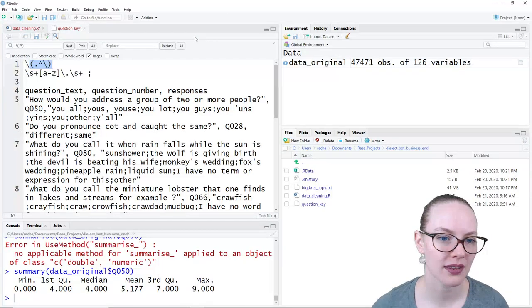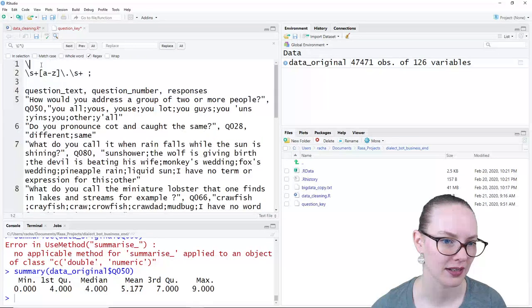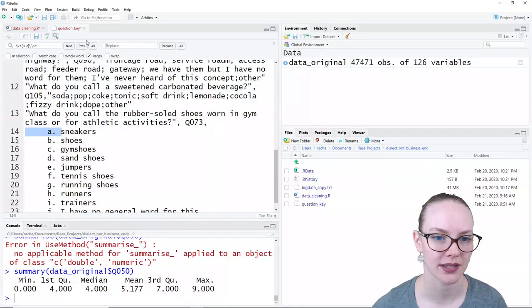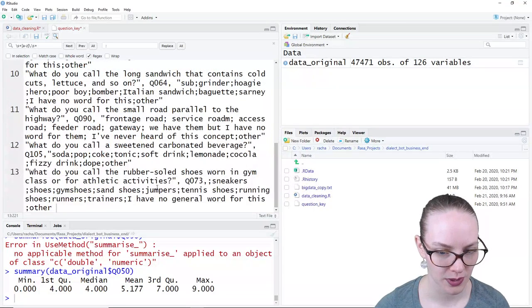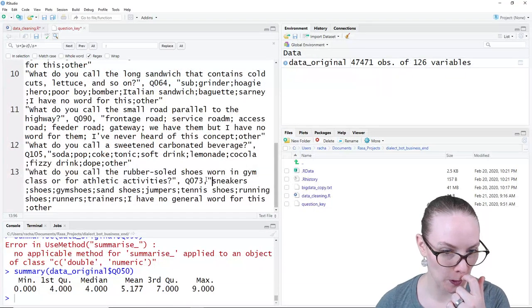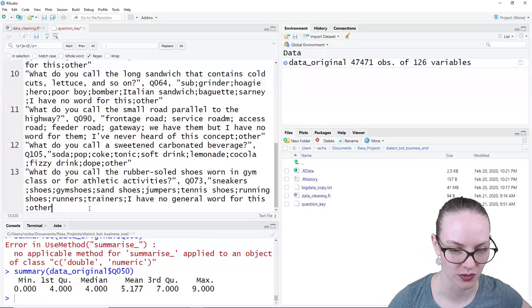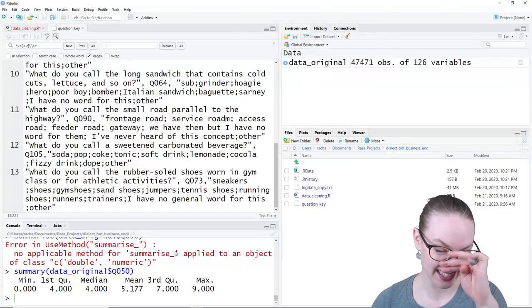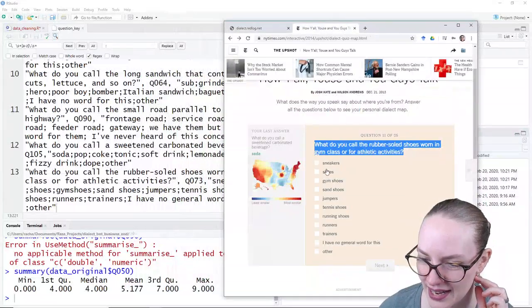Replace you with nothing. Paste that back in, and then we got this guy. Replace that with that, and a semicolon, and all of them. That's what I wanted. So the options are sneaker shoes, gym shoes, sand shoes, jumpers, tennis shoes, running shoes, runners, trainers. I have no general word for this, and other. I think I say tennis shoes.